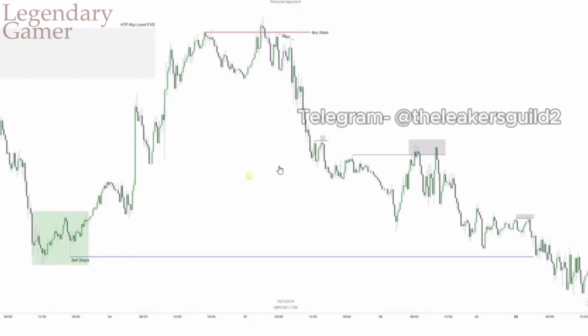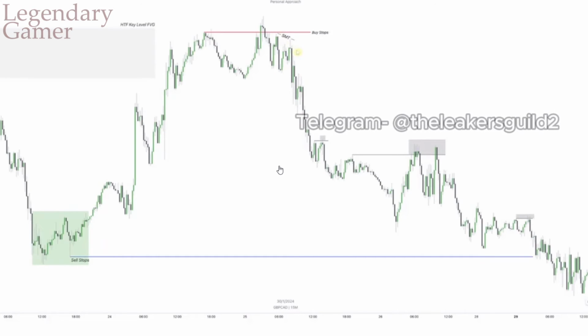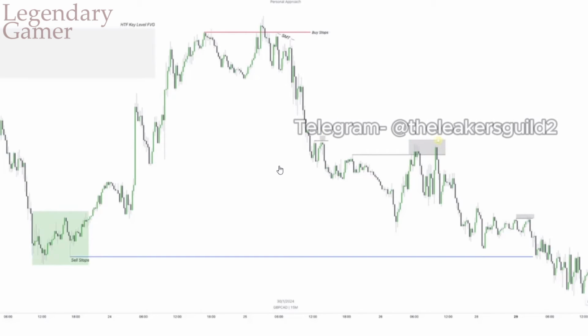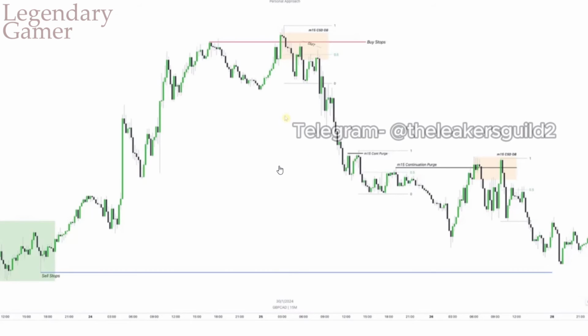So SMT first and foremost important, right? We're going to be scouting for that. We've got SMT on this high from the second day, and then we're going to look for continuation purges. So we have a raid on a high here, raids on the high here, and another raid here. Put a little bit more lipstick on the chart, right?